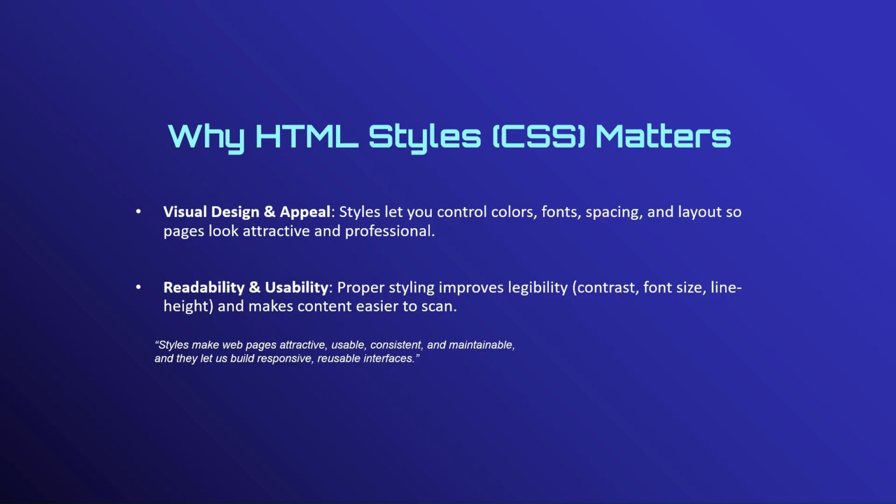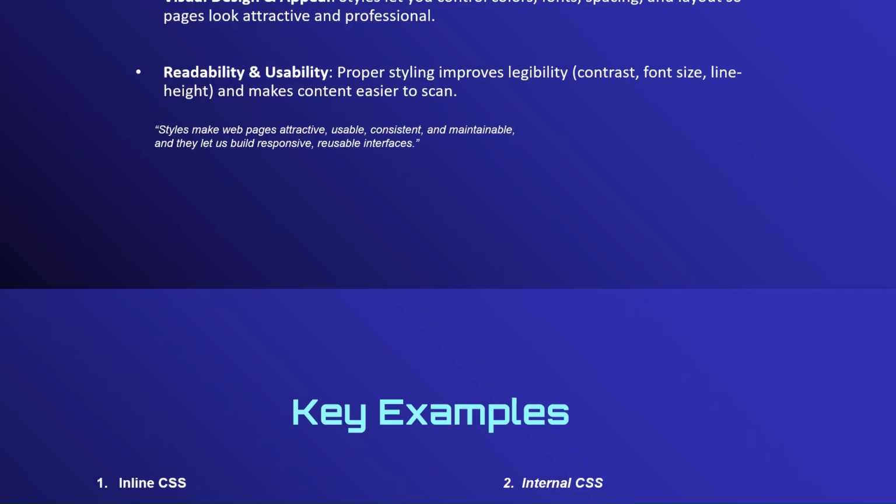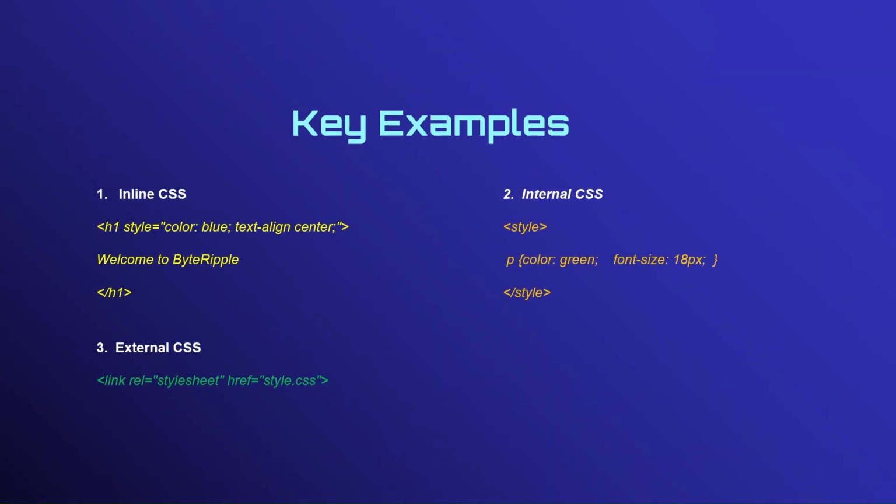These are the key examples of HTML styles or cascading style sheet. So we have the inline CSS. The inline CSS, as you can see from this example, is a technique we use in web development, whereby we use an HTML attribute called style, and we apply all the CSS properties like color, text alignment, background color, etc.